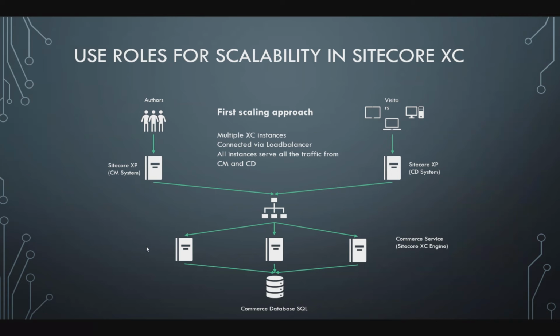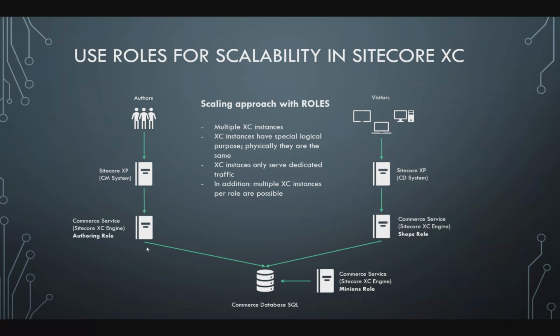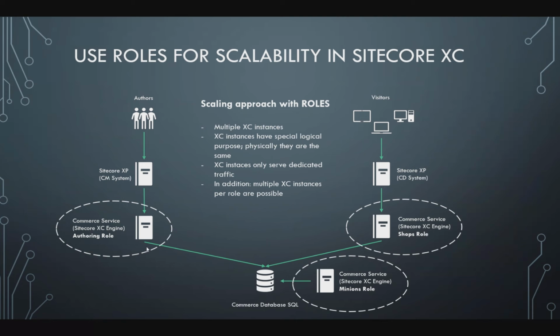The way Sitecore recommends us to scale is the following approach. It's the approach via roles. So you see we have again 3 engines, but the location of the engines and the responsibilities of the engines have changed. So we have one on the left-hand side, one on the right-hand side, and one on the bottom. So the engine on the left-hand side, the authoring role engine, is responsible for only serving the traffic from authors, from the business group, to maintain all our commerce stuff. The right-hand side is highly specialized to handle visitor traffic.